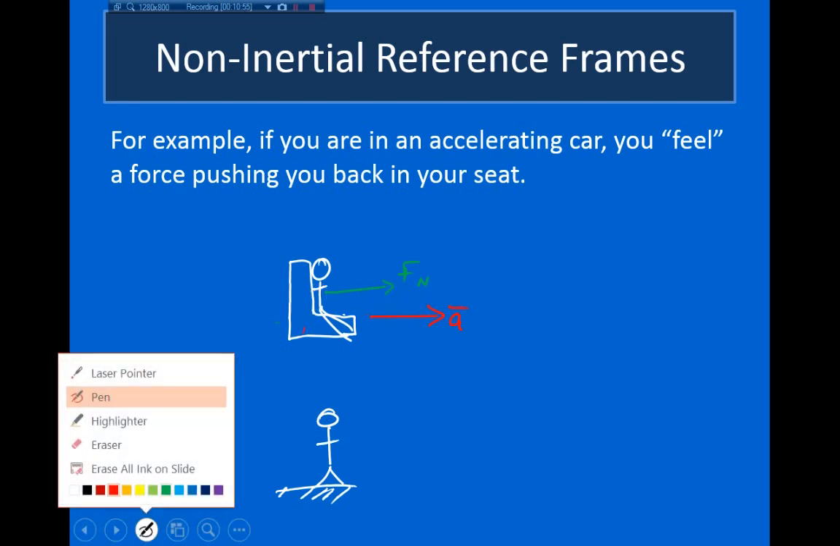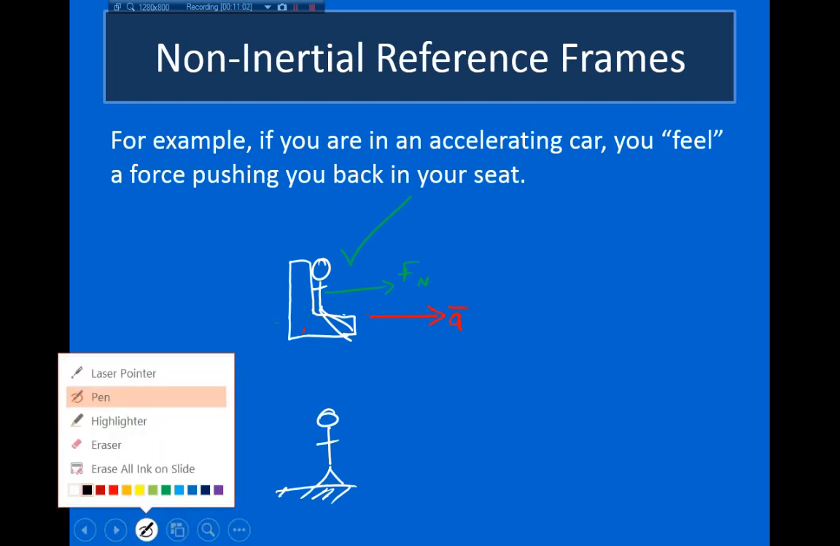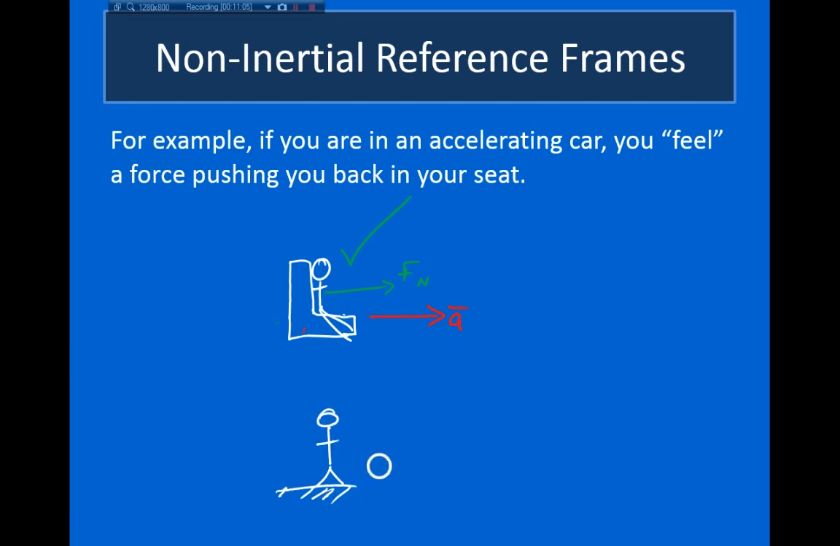This is a correct free body diagram. This is the correct way to do things, okay? And the reason we can do this is because this is an inertial reference frame. If I'm standing on the side of the road, then I'm moving with a constant velocity, namely 0 meters per second, and if I apply Newton's laws, everything will work out okay.